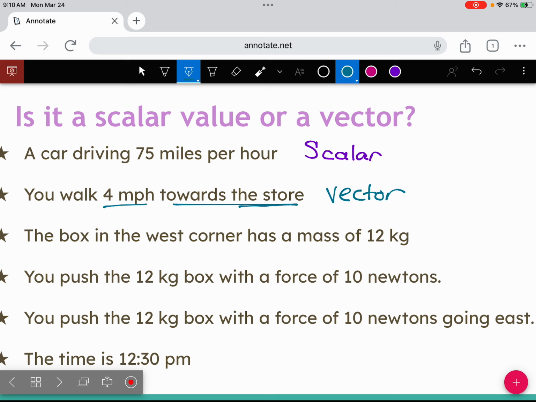So if we have the box in the west corner has a mass of 12 kilograms. What do we think about that one? Why? It's not a direction, it's just sitting in that corner yonder over there. So this one is just a scalar.